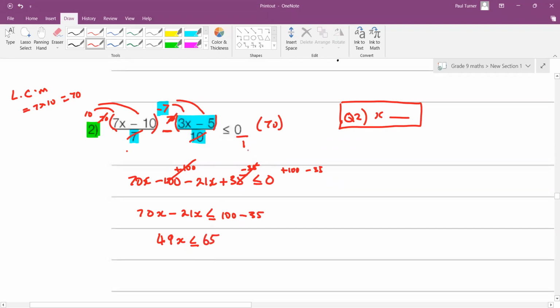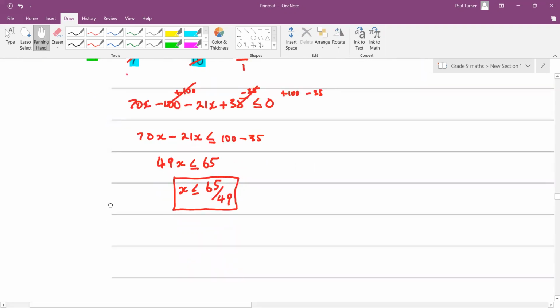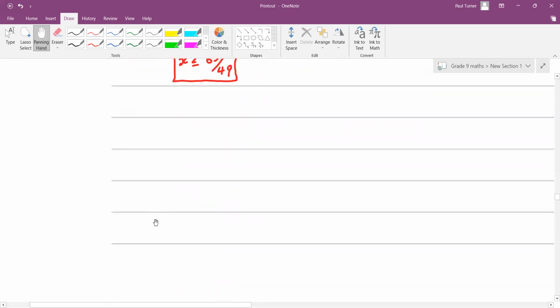Okay, any more answers? Be quick. All right. So X is less than or equal to 65 on 49. That's your answer there. So if you didn't quite get that, just have a look at your working and see what you did wrong. And then you can fix it up now. So I'll leave that there a minute. I'll just scroll up a bit for the next question. So that should be your answer there for question 2. And that's according to my answer key. That should be correct.